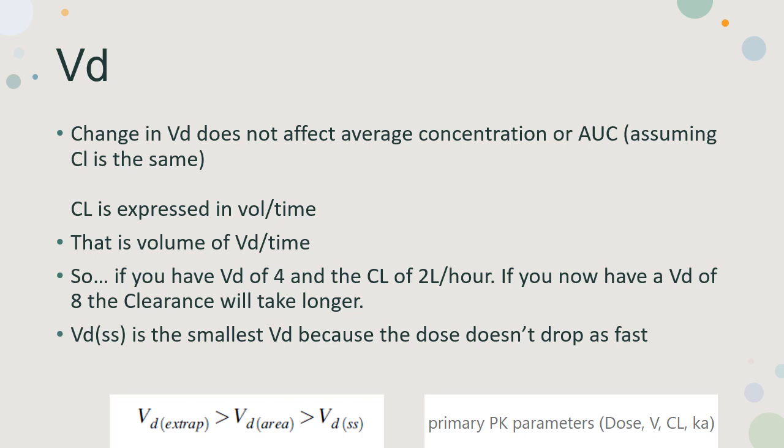But if you were to double the volume of distribution, somehow magically become twice as large, assuming the clearance stays the same, it's still 2 liters an hour, the clearance is going to take a lot longer. So your peak concentration is never going to get as high in the 8 liters, but it's going to take much longer. So your average concentration is the same. Sometimes that's all you care about, the average concentration, or sometimes you care about the time above a certain threshold. It just depends on what your drug does and how it works.